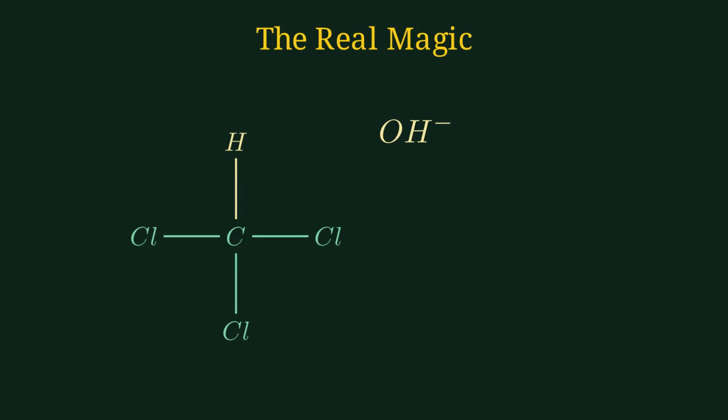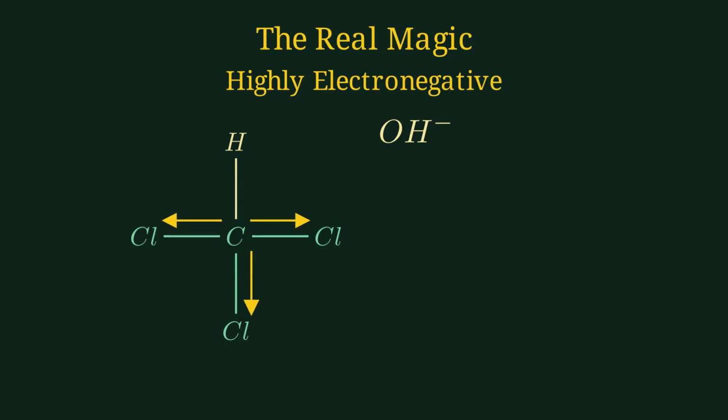Now, you might think the amine starts the attack, but the real magic begins when the hydroxide ions from our base go after the chloroform. Notice how the 3 chlorine atoms are highly electronegative. They're pulling electron density away from the central carbon. This makes the lone hydrogen on the chloroform surprisingly acidic.